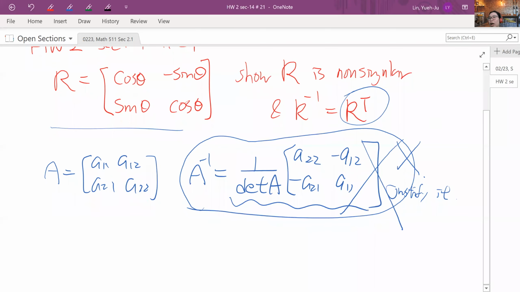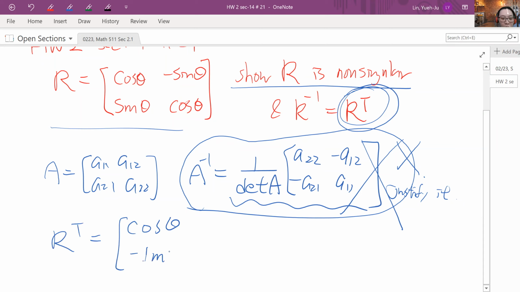There are several ways. The most straightforward way is the same thing as how you do this problem: you just check whether the candidate satisfies that the multiplication equals the identity. For example, they say, show that this matrix R is non-singular, and on top of that, show that the inverse is the transpose of R. So you first find out what the transpose is. The transpose is really just flipping the whole thing.